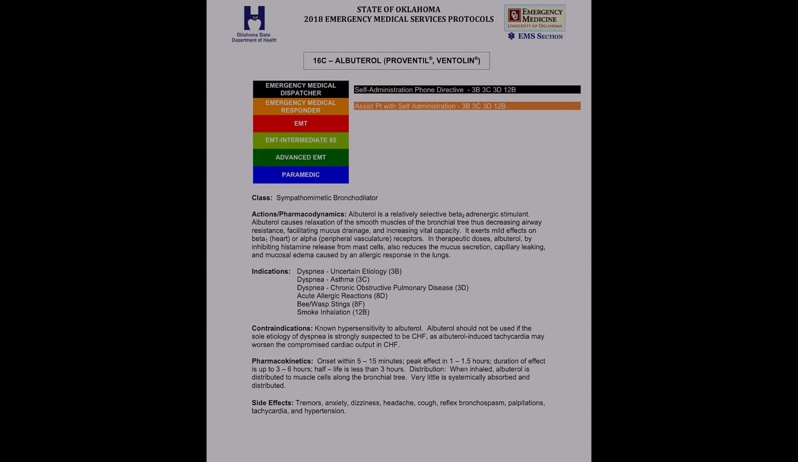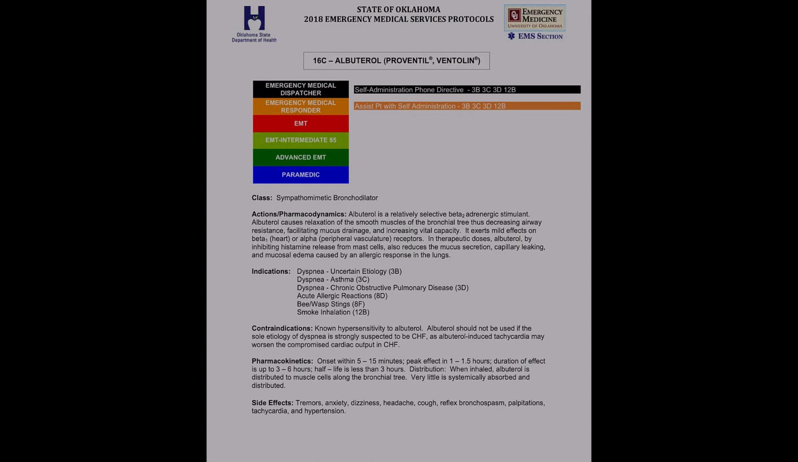So contraindications, let's get to that. As I said before, a known hypersensitivity to albuterol, so allergic to albuterol, and should not be used if the sole etiology of dyspnea is strongly suspected to be CHF, as albuterol-induced tachycardia may worsen the compromised cardiac output in CHF. The other thing you'll hear talked about a lot is flash pulmonary edema caused by albuterol and CHF.